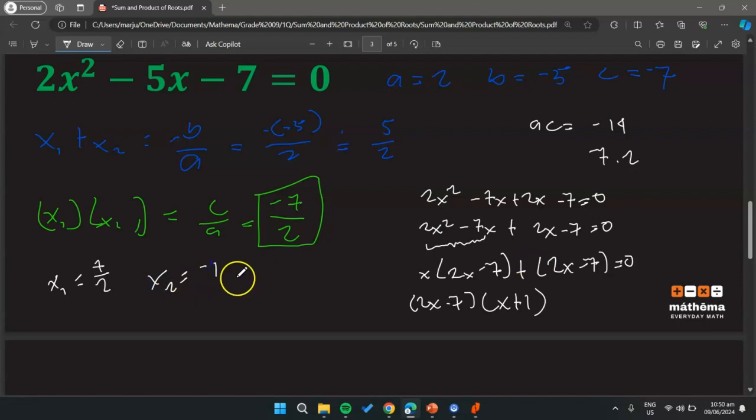So let's try to see. 7 over 2 plus negative 1 will give you again 5 over 2. And then 7 over 2 times negative 1 will give you negative 7 over 2, which corresponds to our answers earlier.